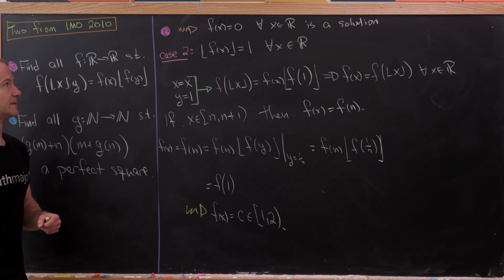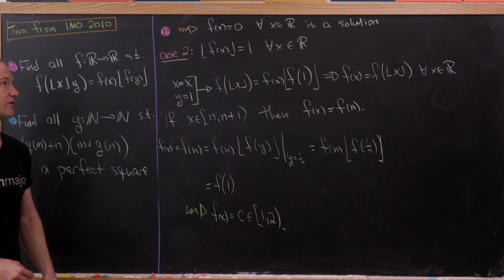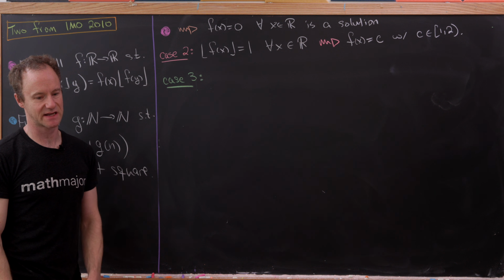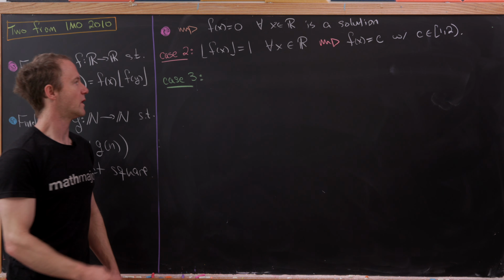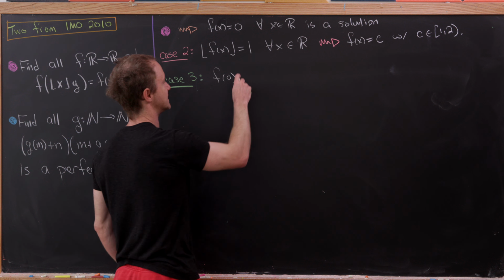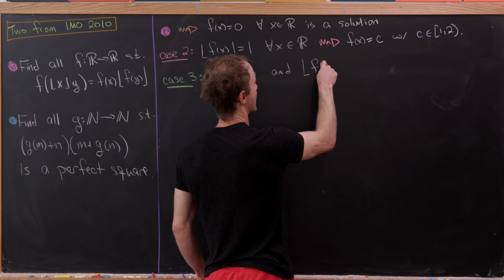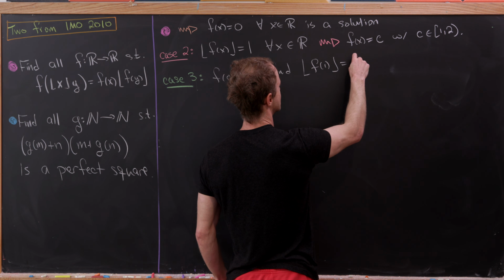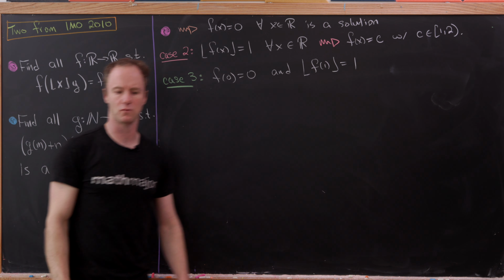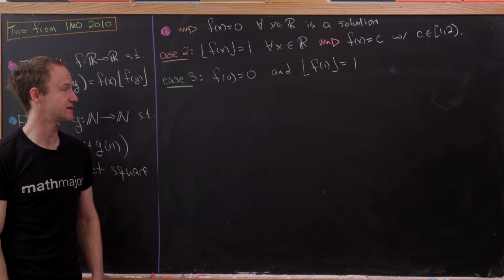Okay, great. So let's observe now we've taken care of case 2, and all we have to do is look at case 3. So moving on to our last case, let's recall, we had f of 0 was equal to 0, and we had the floor of f of 1 was equal to 1. So that was our only remaining case after we looked at our first two cases.